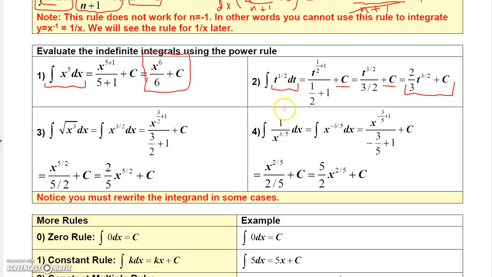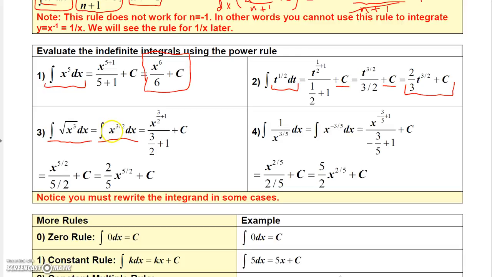Now, this could have been written as square root of t, and then you would have had to rewrite it like this so you could see how to apply the power rule. Okay, so this one over here is not written as a power, but you can write it as a power. The square root of x cubed can actually be written as x to the 3/2. So this integral needs to be rewritten, and then once I rewrite it, I can apply the power rule.